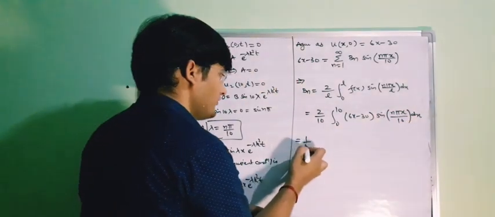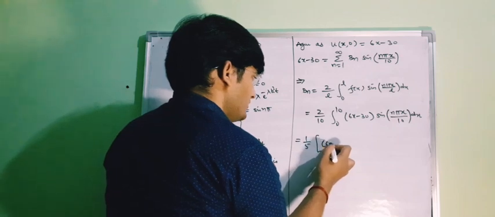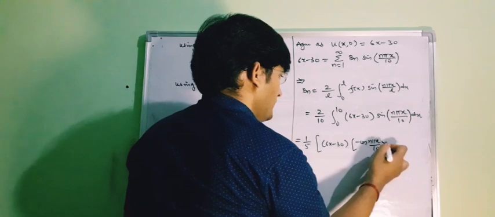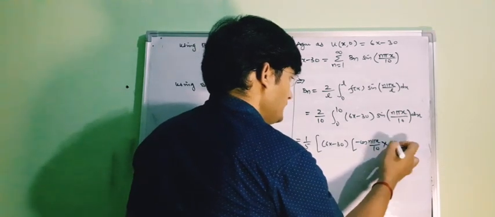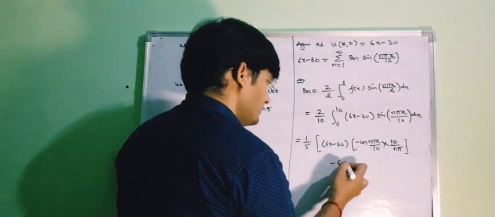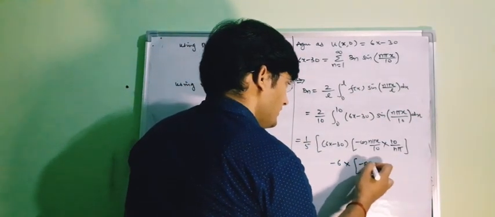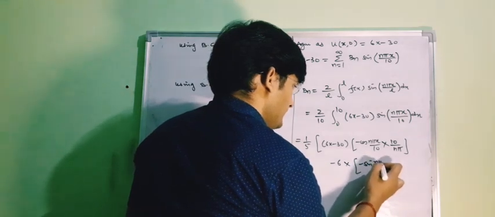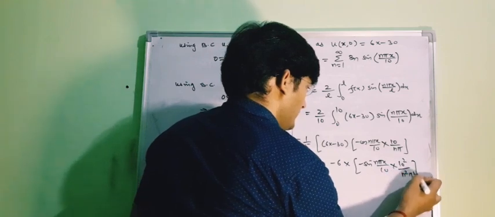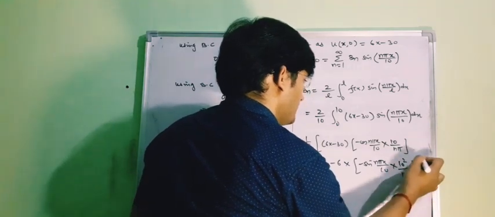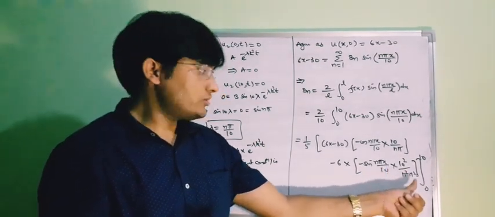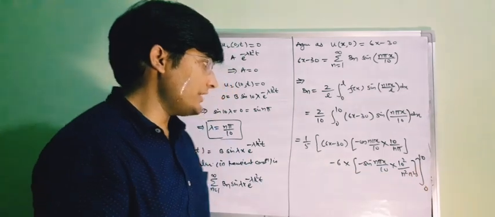So this is equal to 1 by 5. Now we can integrate this term. Integration of sine will be minus cos into n pi upon 10, into 10 upon n pi. Then here the differentiation of this bracket will be 6, and the integration of this will be 10 square upon n square pi square, and then the limits will be from 0 to 10. Again you can see that here your upper limit and lower limit will be 0, because we are putting x equal to 0 and x equal to 10.